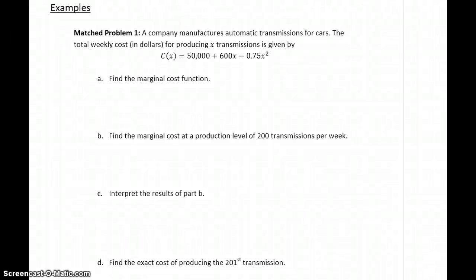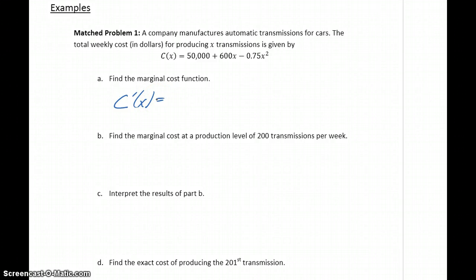In math problem 1, we want to take a look at applying the marginal cost function, coming up with some results, and also providing an interpretation for what that result means. So the company manufactures automatic transmissions, and we're given the cost function for producing x items each week. We want to first find the marginal cost function.